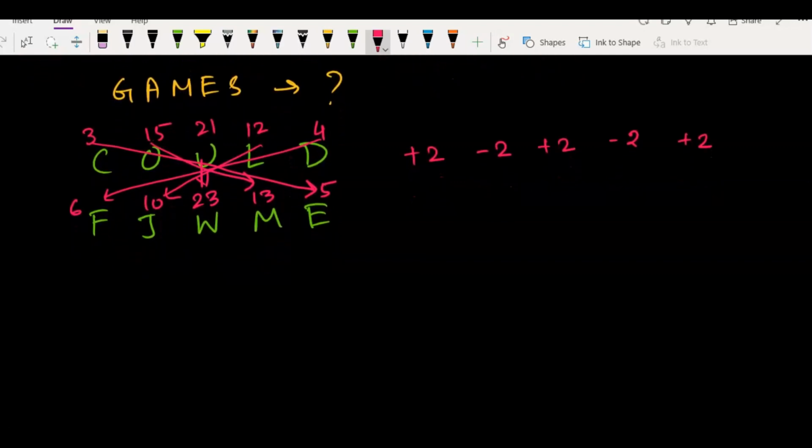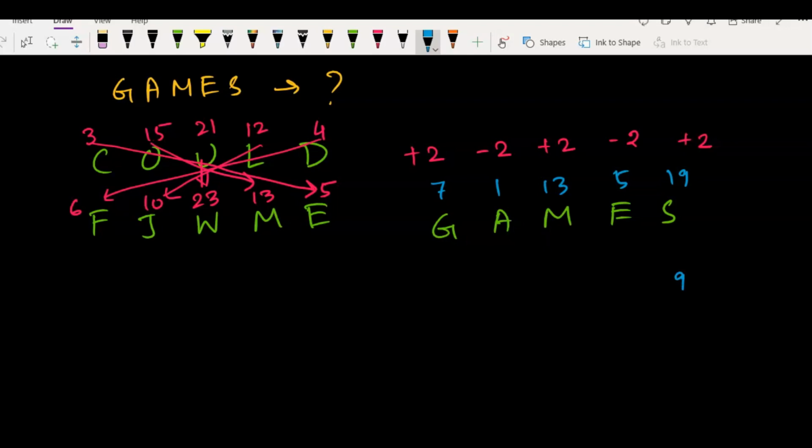Now we have GAMES. So write the numbers 7, 1, 13, 5, and 19, and the pattern is reverse pattern of +2, -2.